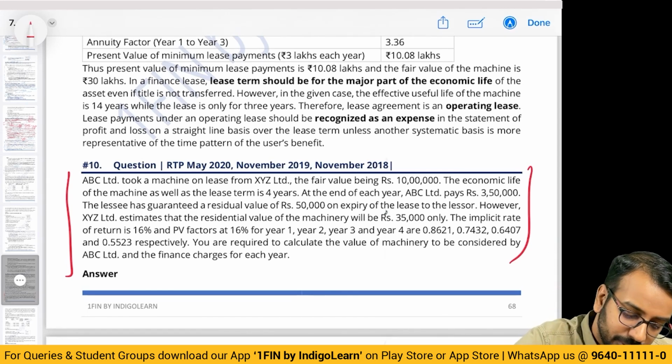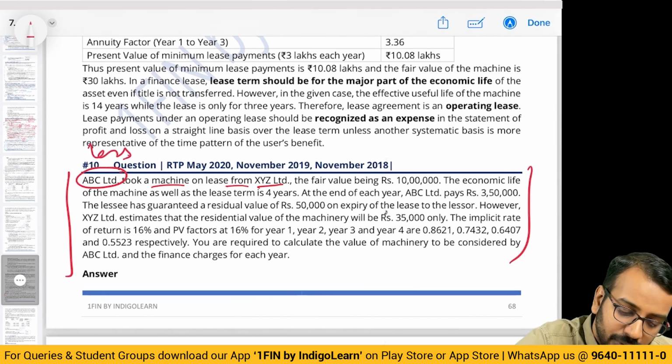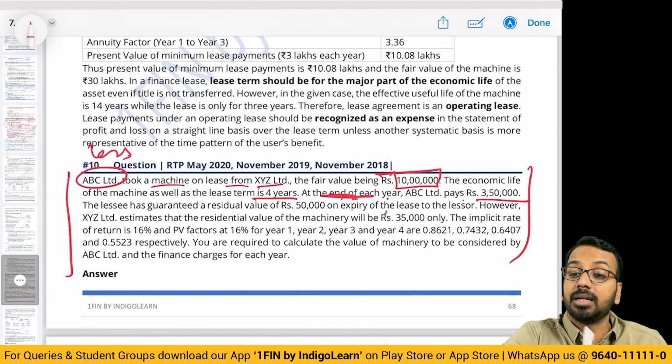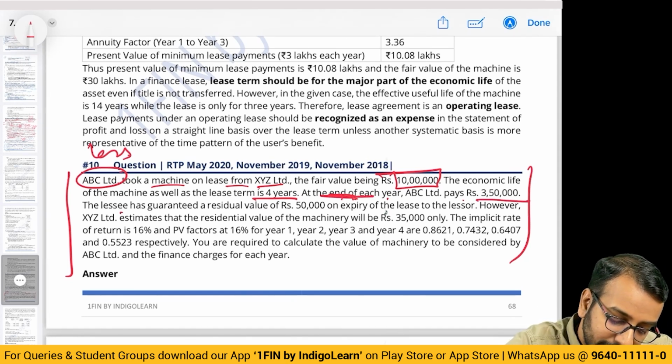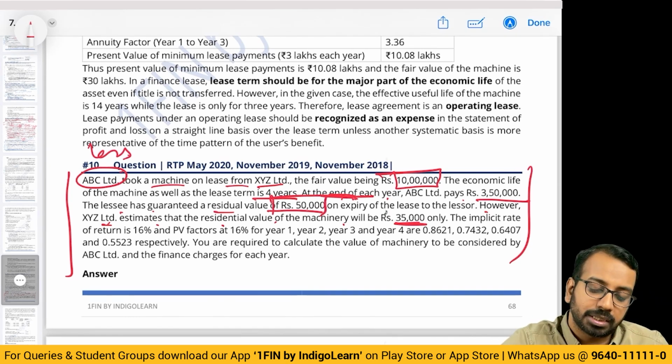For example, here, ABC took a machine on lease from XYZ. So ABC is the lessee. Fair value is 10 lakhs. Economic life of the machine is 4 years. End of each year, ABC pays 350. Be very careful. End. If it is beginning, discounting will be different. The lessee has guaranteed a residual value of 50. However, XYZ estimates the residual value of the machinery will be 35,000 only. Irrelevant. What is guaranteed is what is relevant.